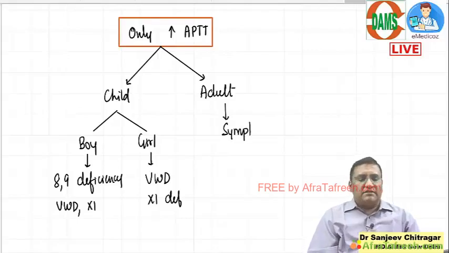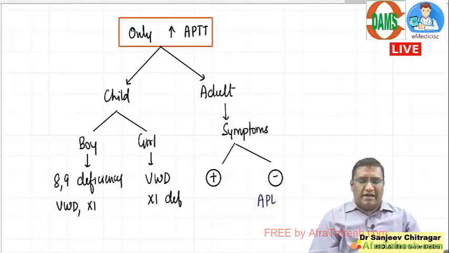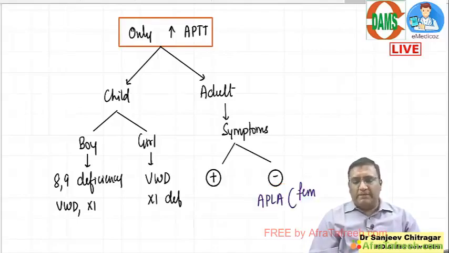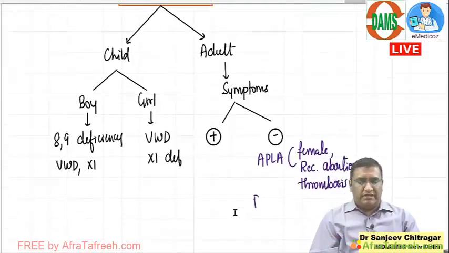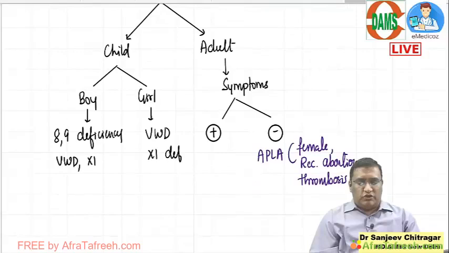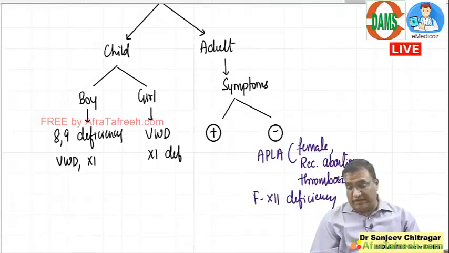If it is adult, then check whether symptoms are present or absent. If symptoms are absent, APLA is one differential. APLA: females with recurrent abortion and thrombosis. That will be the manifestation. Factor 12 deficiency.